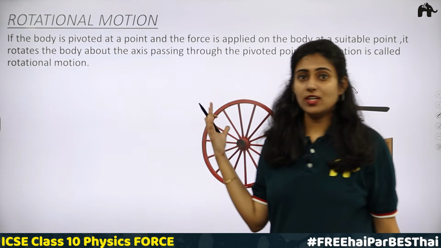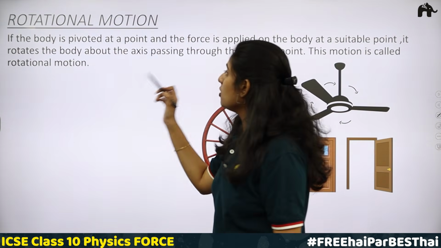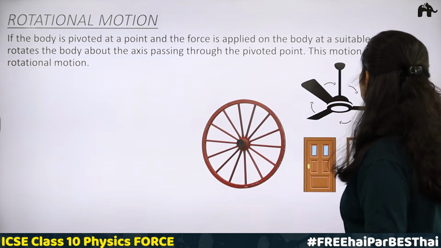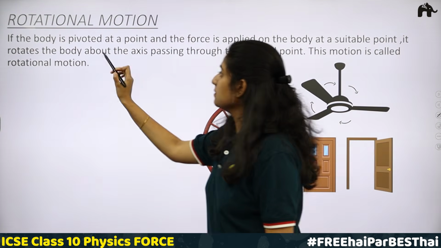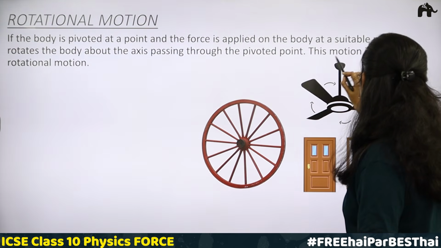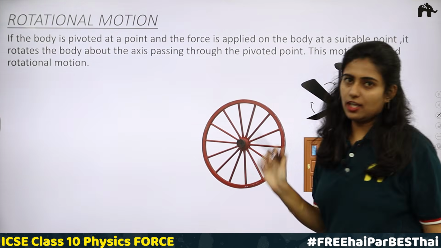The second one is rotational motion. If a body is pivoted at a point and a force is applied on the body at a suitable point, it rotates the body about the axis passing through the pivoted point. This motion is called rotational motion.